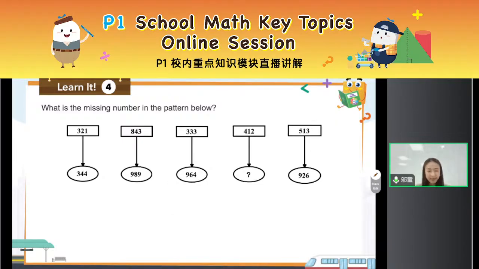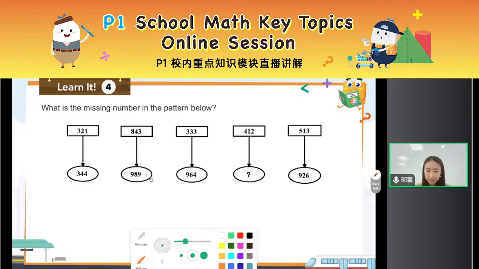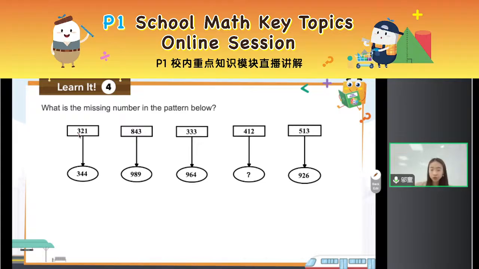Let's see the last question of today, and this one is a bit more challenging. Let's see. For the hundreds place checking, what do you realize? 3, 2, another 3. Change nothing, right? Plus 0. The next one, 8 to 9. Plus 1. 3 to 9. Plus 6. And 5 to 9. Plus 4. It is so messy.